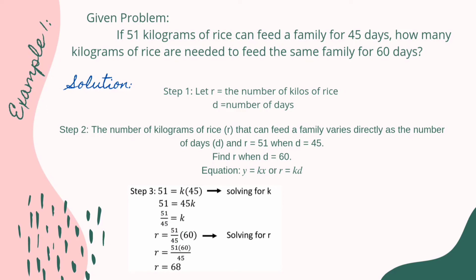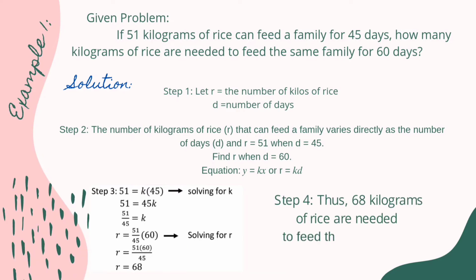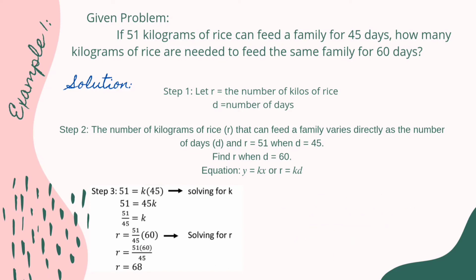Then, substitute the value of the number of days, which is 60. Kaya meron tayong 51 over 45 times 60. So, ang gagawin nyo muna dyan, i-multiply nyo muna si 51 with 60. So, 51 times 60, yung product nila, i-divide ninyo sa 45. So, the answer is R equals 68. Thus, 68 kilograms of rice are needed to feed the family for 60 days.